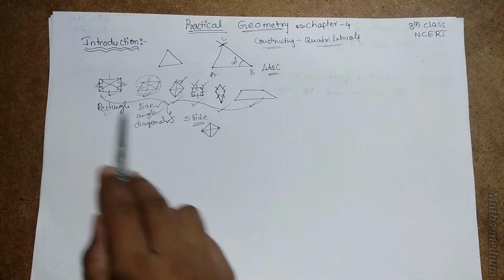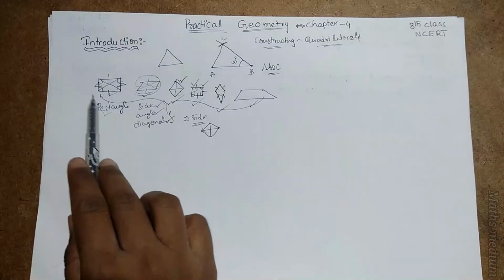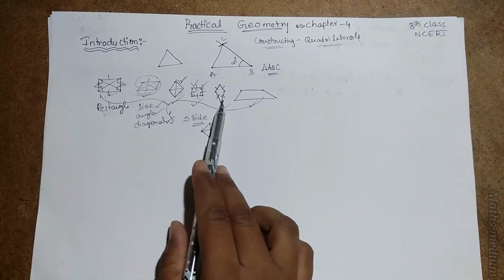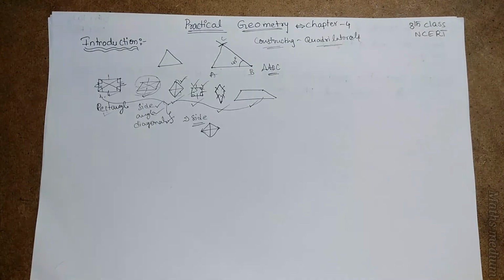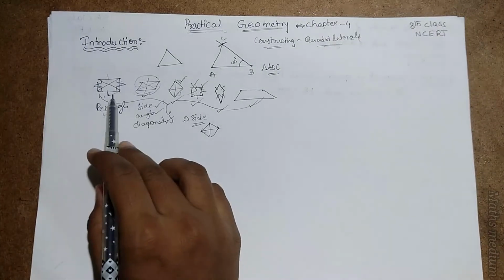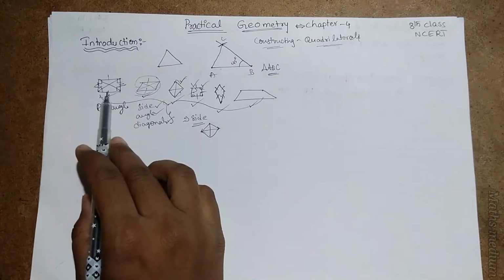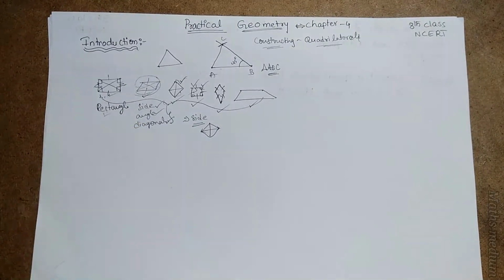But among the remaining four, 1, 2, 3, 4, those are rectangle, parallelogram, kite and trapezium, we know that if any angle and any sides, or all sides and one angle or a diagonal or another side are given, we have to construct in each case. There are 5 cases in this construction of quadrilaterals.